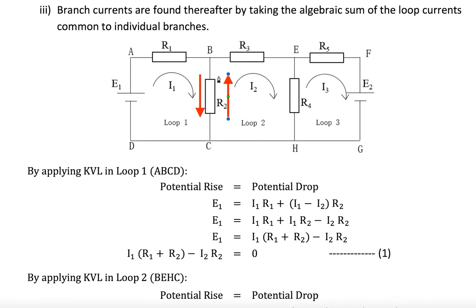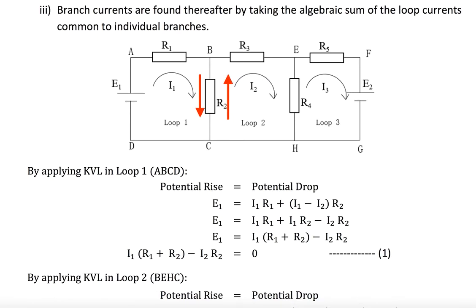That makes sense, right? Since the current directions are not similar, this becomes I1 minus I2. So the current flowing in the BC becomes I1 minus I2. So I1 minus I2 into R2 minus E1 equal to 0, or otherwise E1 equal to this. Alright, coming to loop 2, we will follow similar analysis.